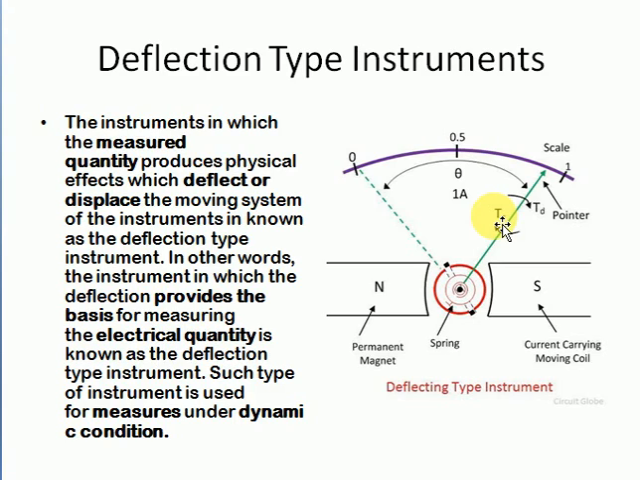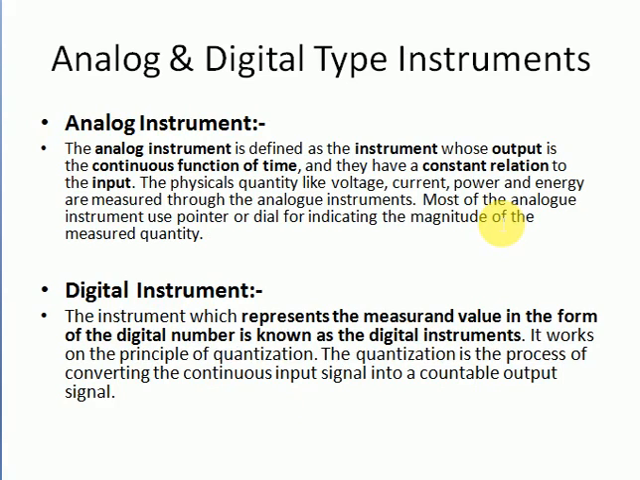And after that there is another type of instrument, means analog and digital type instruments. I hope you are familiar with that topic. Analog, what is an analog instrument? A signal which continuously varies and takes infinite values for a given range is called analog. The analog instrument is defined as an instrument whose output is a continuous function of time, okay, and varies with time.